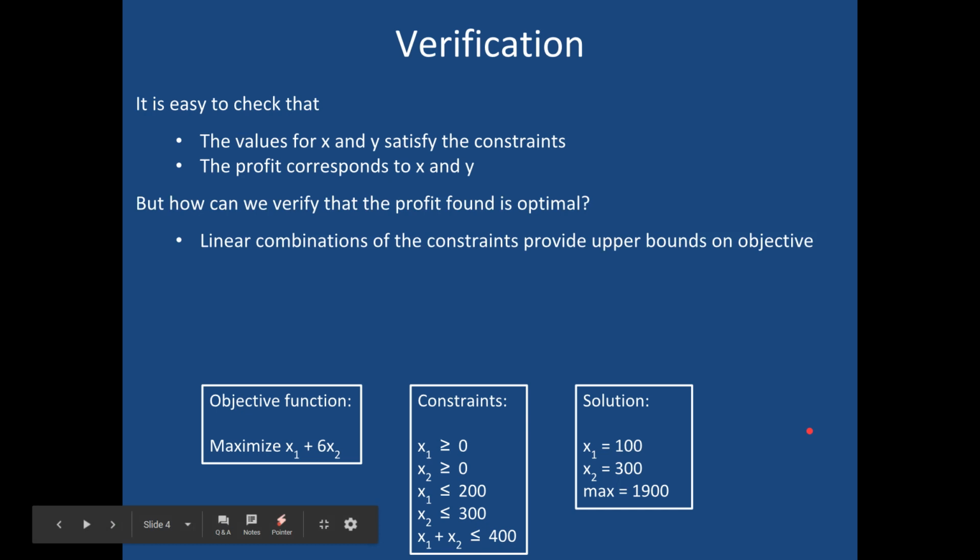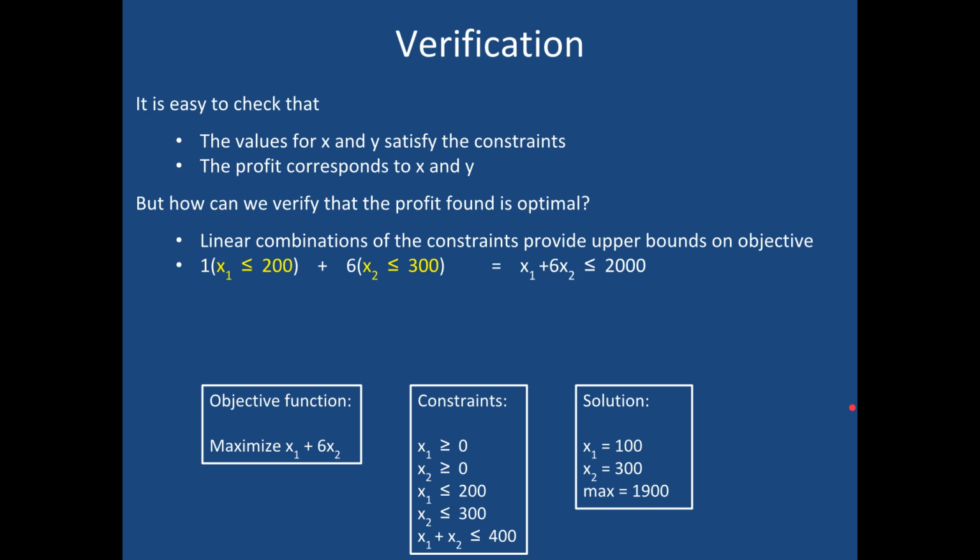So here's the observation. I see upper bounds right here. Upper bounds on x1, x2, and the sum of x1 plus x2. Let's experiment with just adding some together. So suppose I do that. So what have I done here?